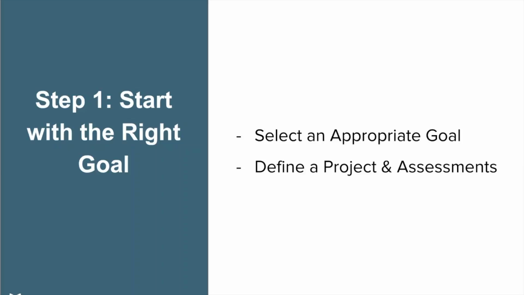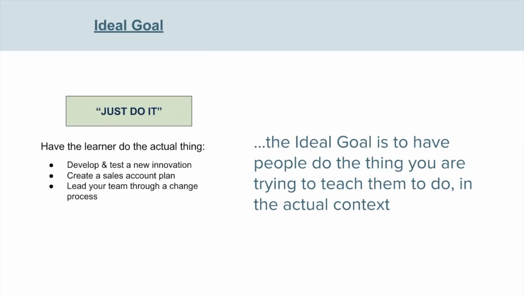So when I talk about an appropriate goal, I mean for a given training experience or learning experience you're trying to design, what is that end state or that end goal that you want people to have? Let me describe to you an ideal goal. The ideal goal is to have people do the thing you're trying to teach them to do in the actual context where they are supposed to do it.